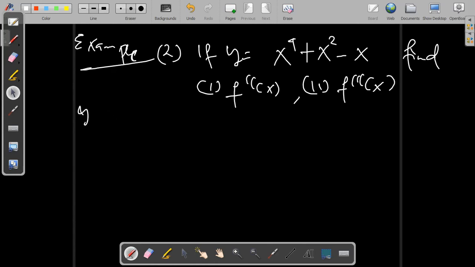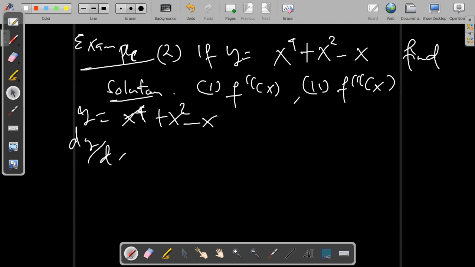Now let's go to the solution. y is equal to x raised to the power 4 plus x raised to the power 2 minus x. We differentiate this function to obtain the first order derivative, that is dy over dx, which is equal to 4x raised to the power of 3. We take 4 times x, which is 4x, then 4 minus 1, which is 3. Then plus 2 times x, which is 2x. Then minus the derivative of x, which is equal to 1.